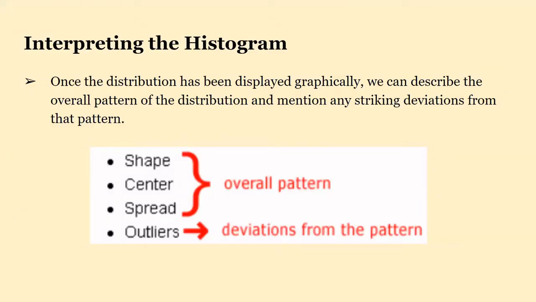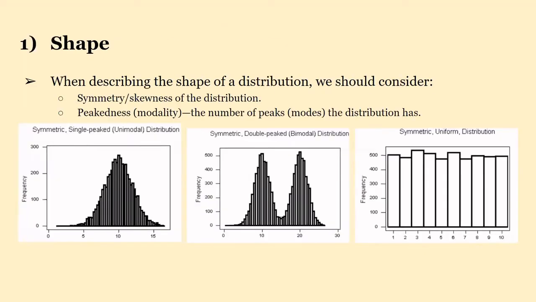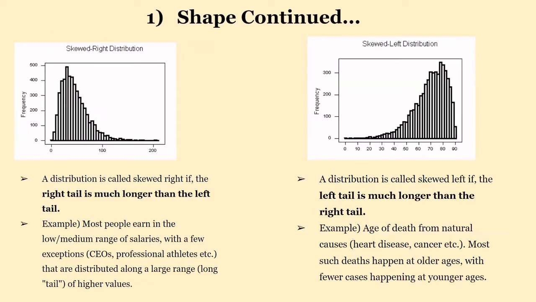To interpret a histogram, you want to look for shape, center, spread, and outliers. For shape, look at the symmetry and skewness of the graph and the number of peaks. When a graph is skewed right, it shows that smaller or medium numbers are much more frequent than larger numbers. When a graph is skewed left, it shows that larger or medium numbers are much more frequent than smaller numbers.